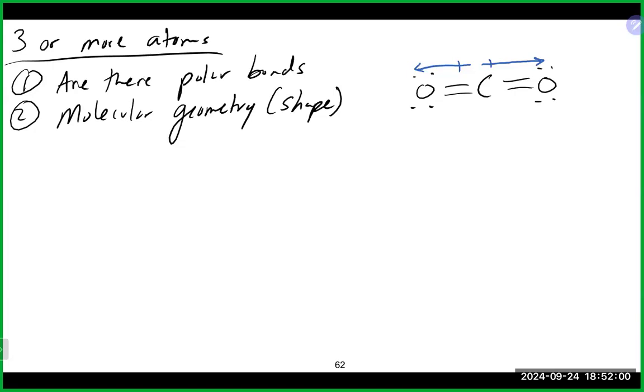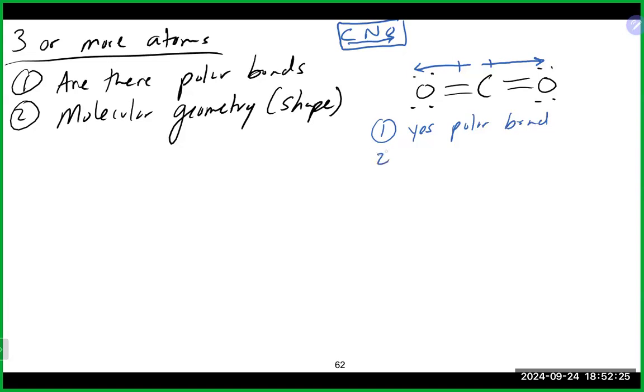By the way, I know that without my table of values, because when I look at the periodic table, they are in the same period, which means oxygen should be more electronegative than carbon, and you don't even need the values to make that determination. So it does have polar bonds.